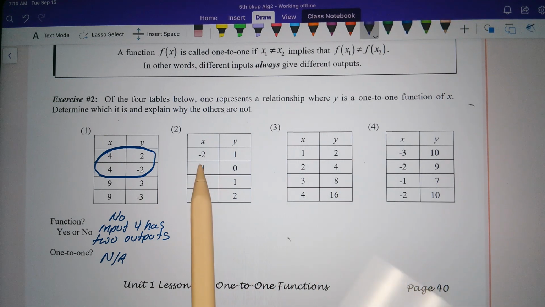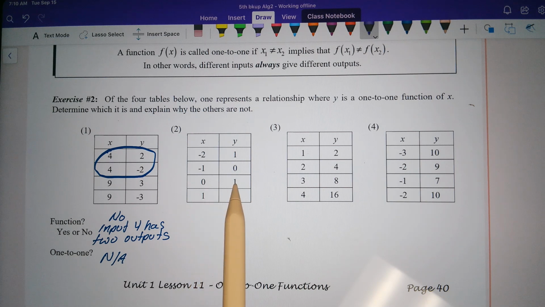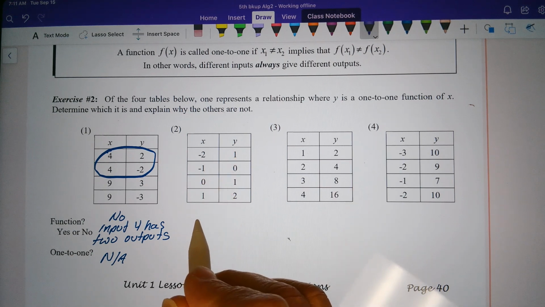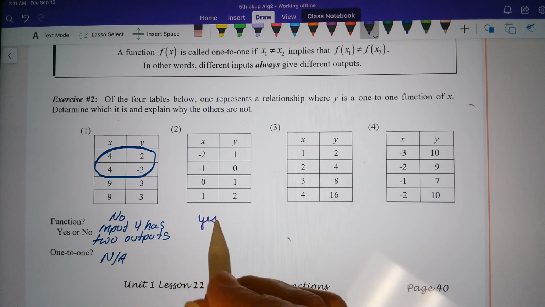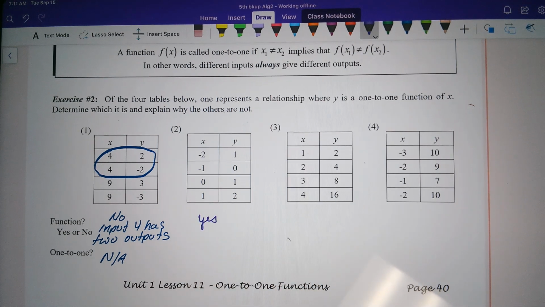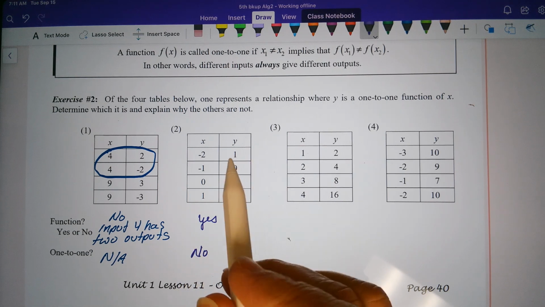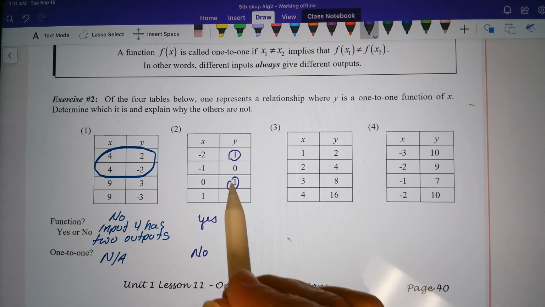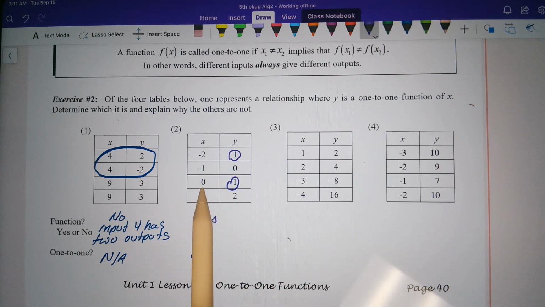Table 2: -2 maps to 1, -1 to 0, 0 to 1, 1 to 2. This is a function. Each input has a unique output. So function, yes. Is it one-to-one? No, because the output 1 has 2 different inputs, an input of -2 and an input of 0.